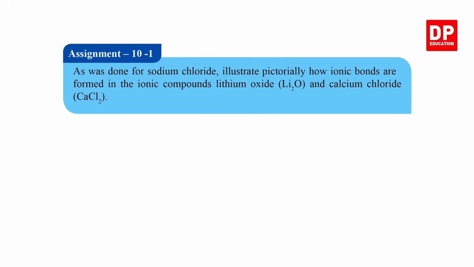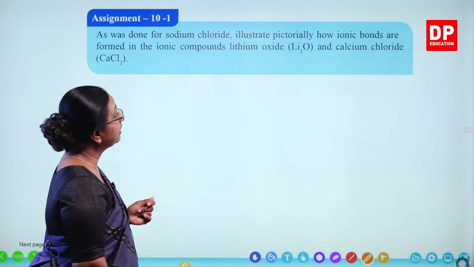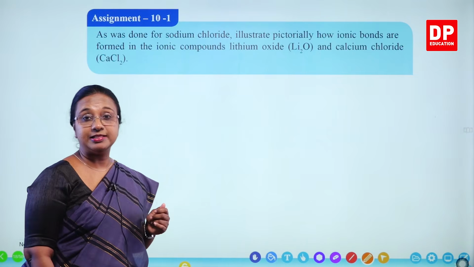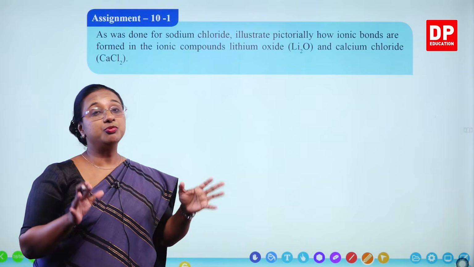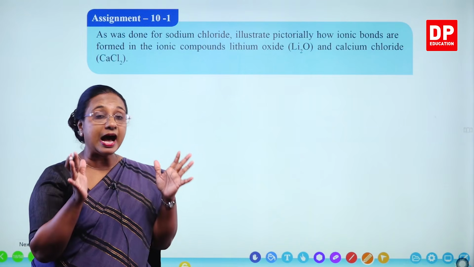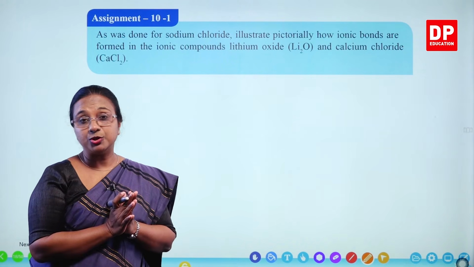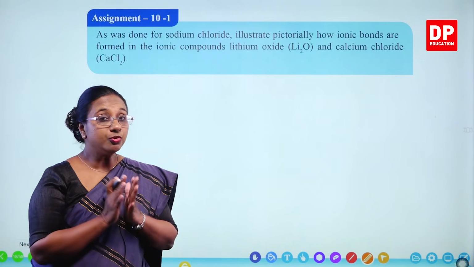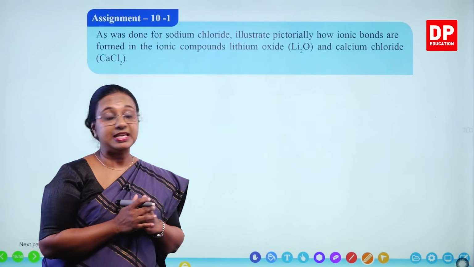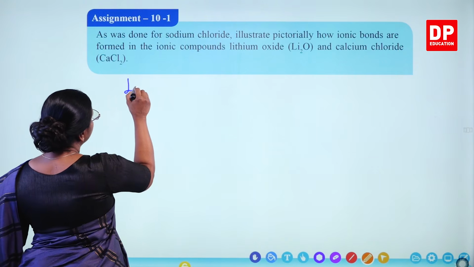There is an assignment given in your textbook. As was done for sodium chloride, illustrate pictorially how ionic bonds are formed in the ionic compounds lithium oxide and calcium chloride. First we will try to write the ionic compound for lithium oxide. They only want you to show it pictorially, the ions, lithium ion and the oxide ion, and how they combine to form the ionic compound. To do that, I will start from the basics, where we write the electronic configuration.